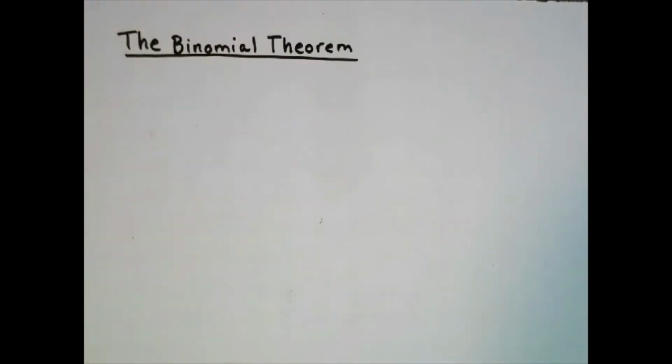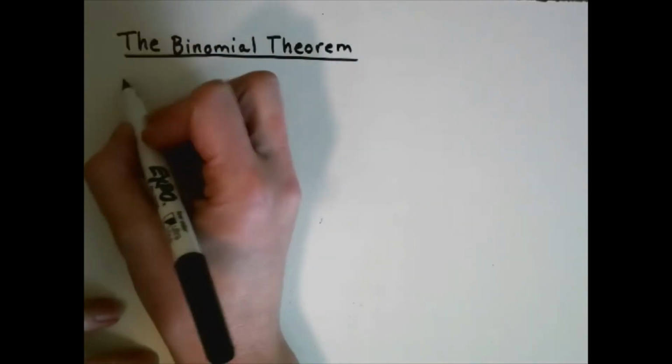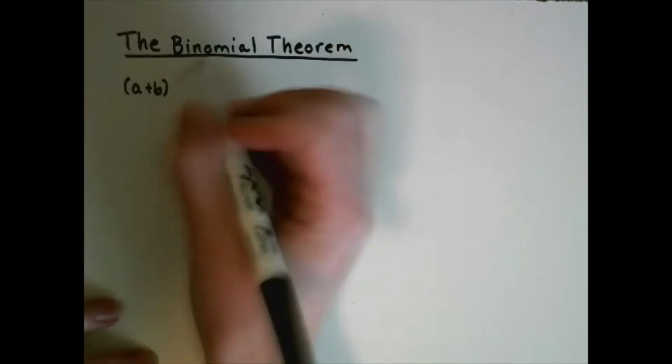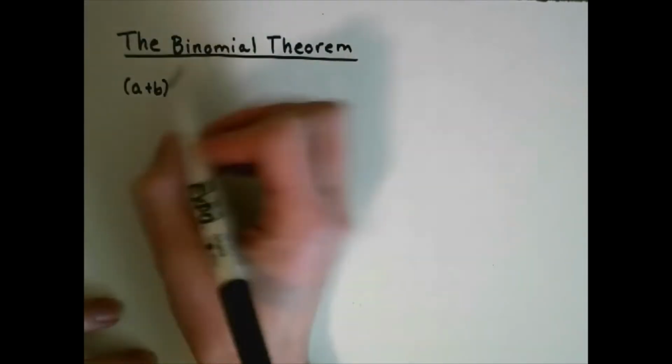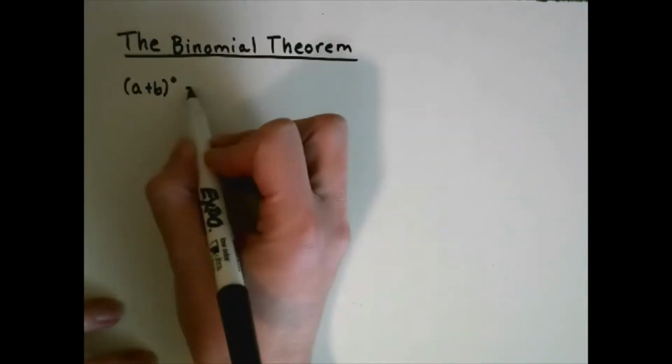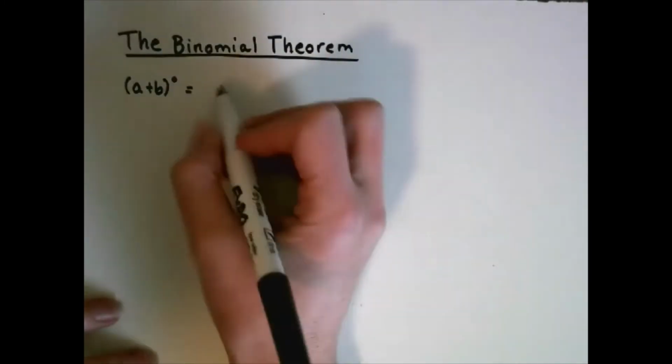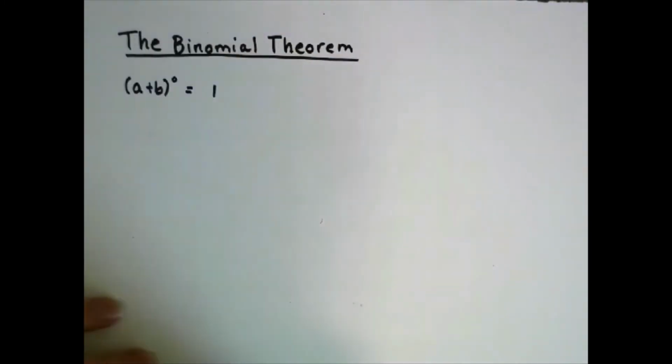All right, so now we're going to talk about the binomial theorem. A binomial is anything that's got two terms, and we're going to be raising it to increasing powers. The first one we're going to do, we're going to use a plus b. So a plus b, this is a binomial. We are going to raise this to the 0th power. Sort of uninterestingly, anything to the 0th power is 1.